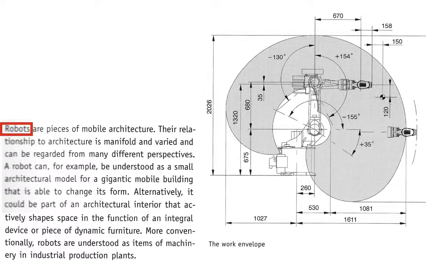Alternatively, it could be part of an architectural interior that actively shapes space in the function of an integral or dynamic subset of the building or furniture. More conventionally, robots are understood as items for machinery and industrial production, but this is changing. And I would like us to look at those two prongs to support this argument.